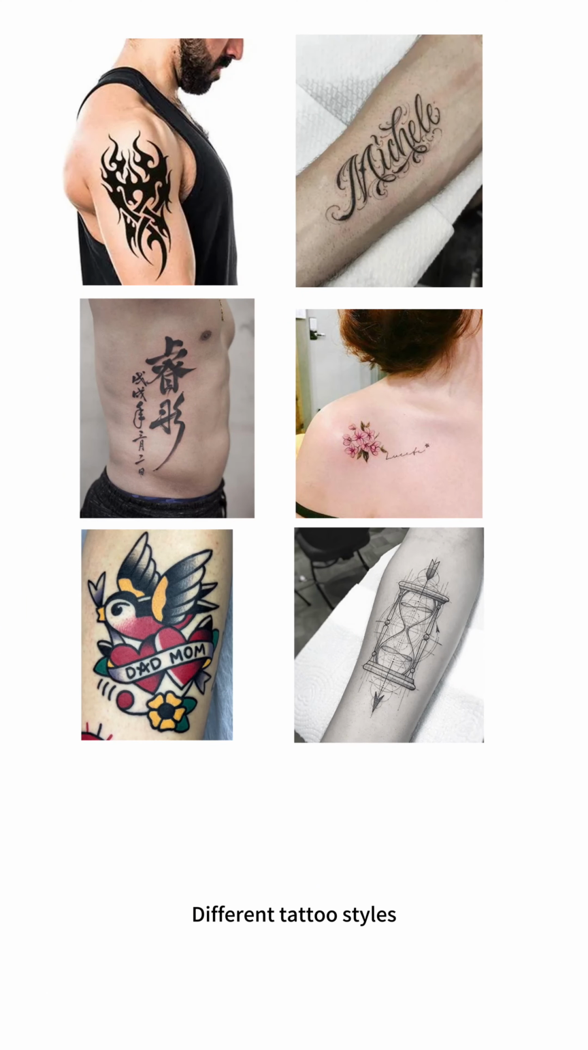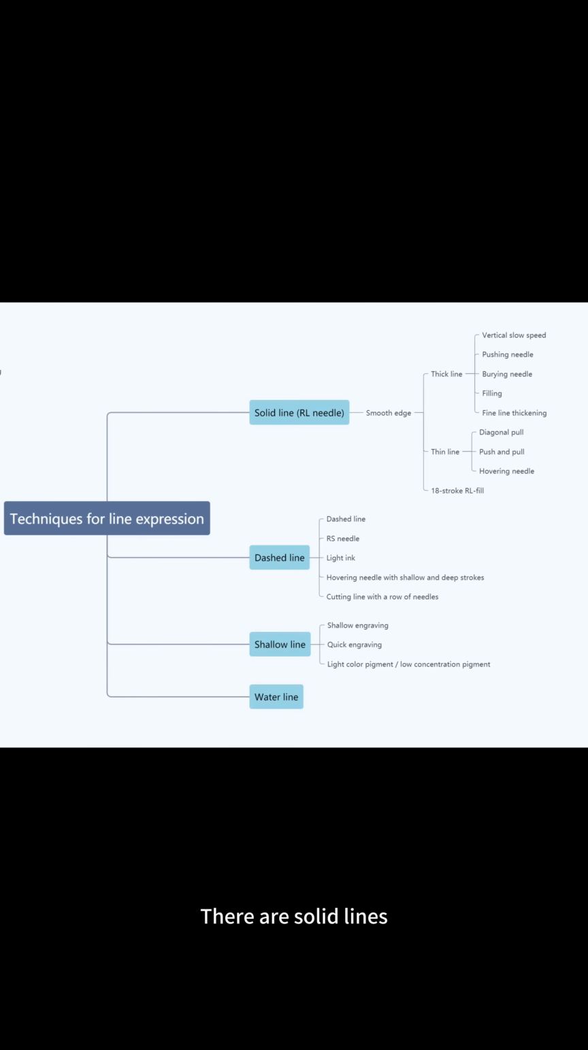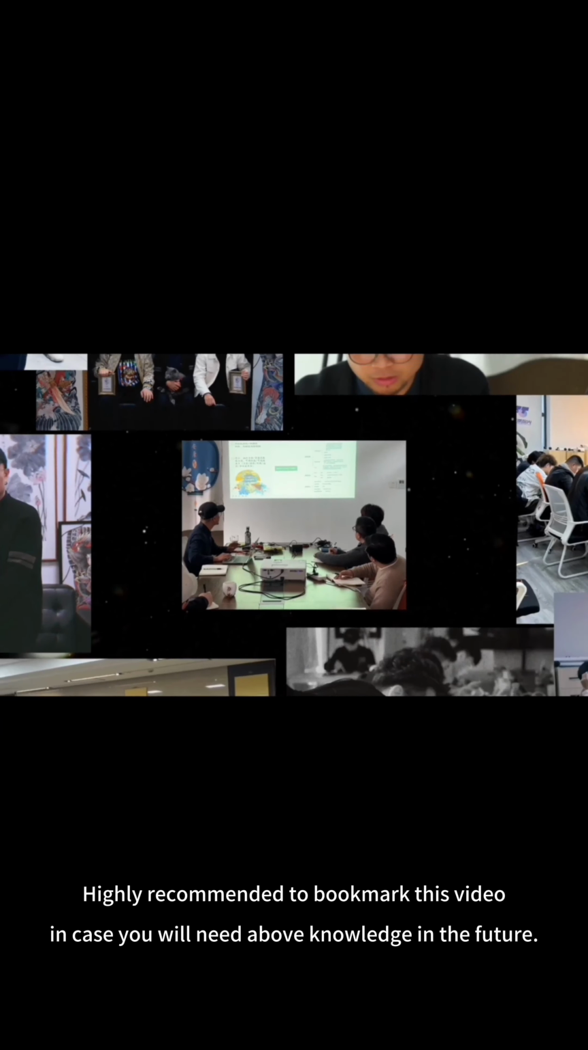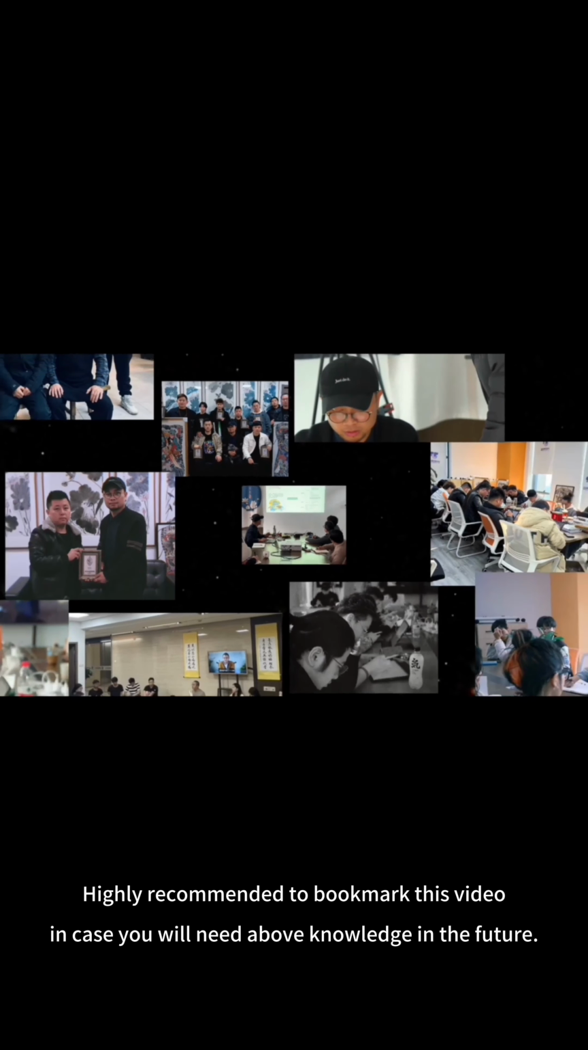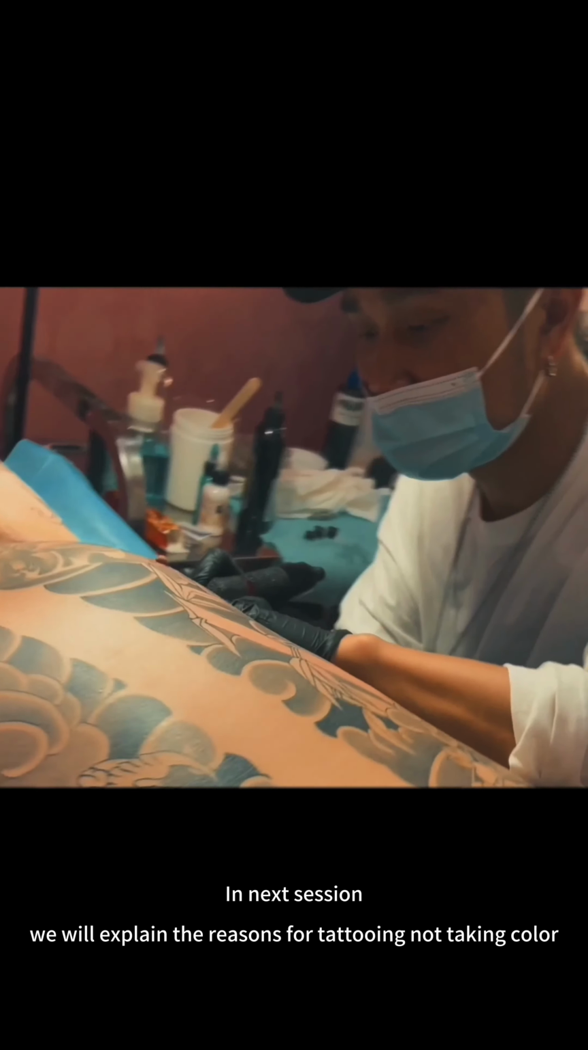Different tattoo styles require different techniques and needles, which will be explained in detail in future tutorials. There are solid lines, dashed lines, bold lines, thin lines, magnum needle, fine line, shader, liner, etc. Highly recommended to bookmark this video in case you will need the above knowledge in the future. In the next session, we will explain the reasons for tattooing not taking color.